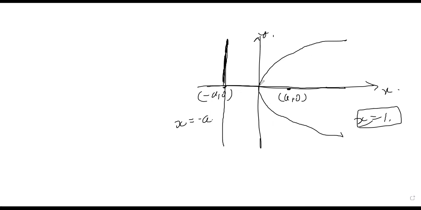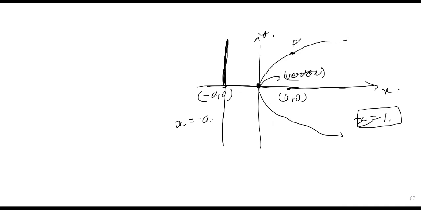And also, let's say the parabola intersects the origin. This point where the parabola intersects the origin is called the vertex. This is the vertex of the parabola. Now let's see how to derive this. This will not be asked in your exam, we will just derive it.